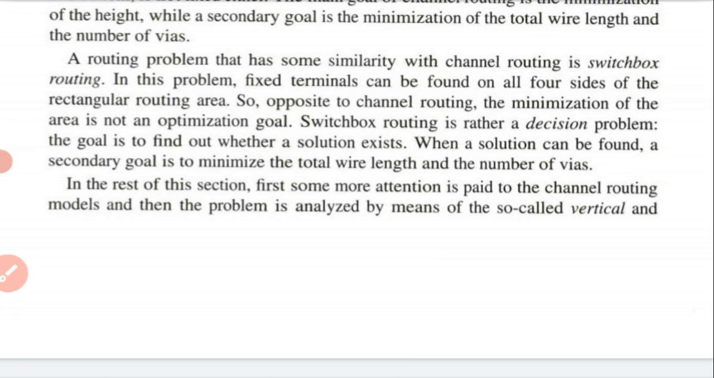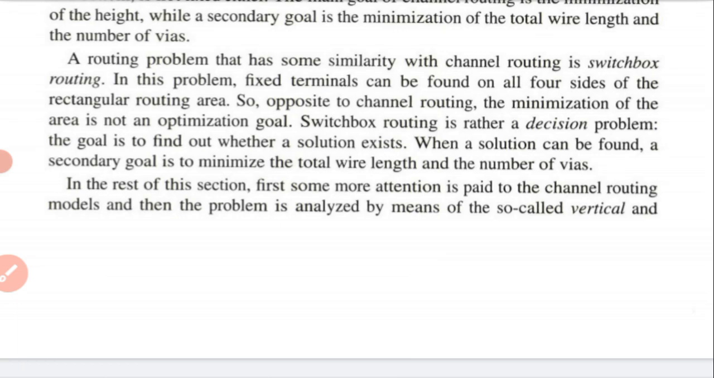So in this case, the minimization of the area is not an optimization goal, it is just a decision problem. Here, all four sides have fixed connections. The main thing is this is just a decision problem. We have to find a solution, if a solution exists.